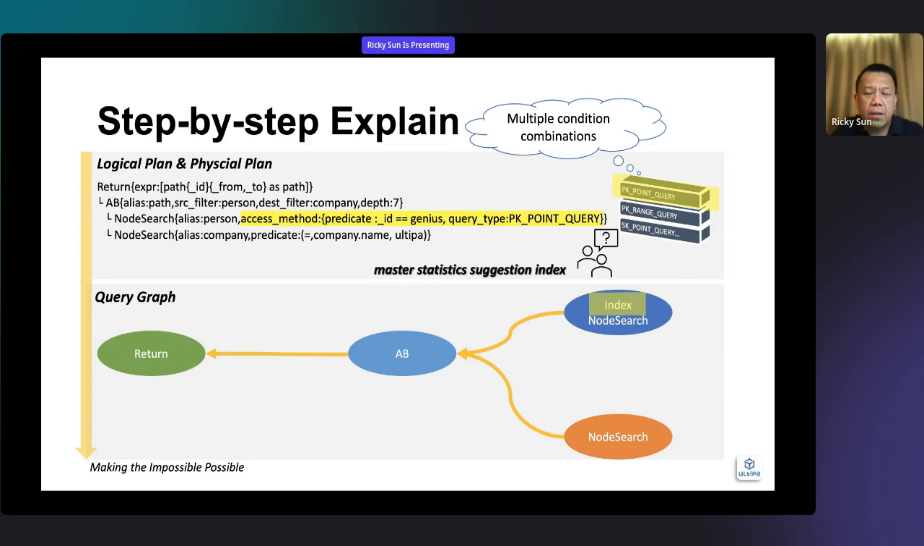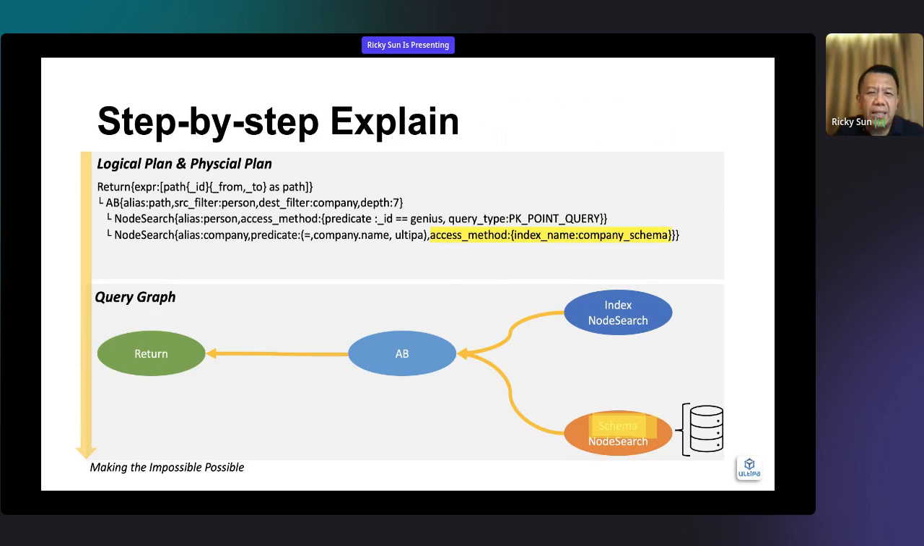If we look at the access method, right? The first vertex we're trying to find is genius. So we potentially will hit a primary key, right? It's actually called a point query. Of course, there are range query, primary key, secondary key, point, range. There are many combinations. So the master statistics will be able to suggest what kind of index we're trying to use, to help with our accelerations, right?